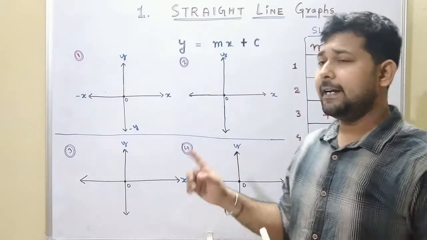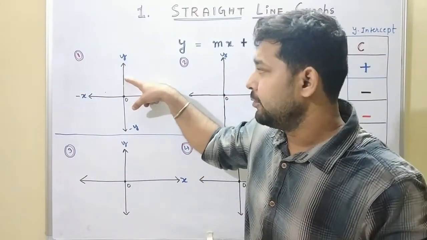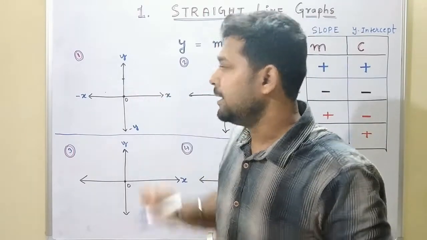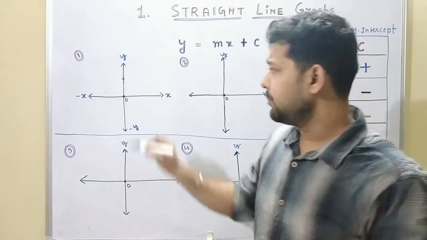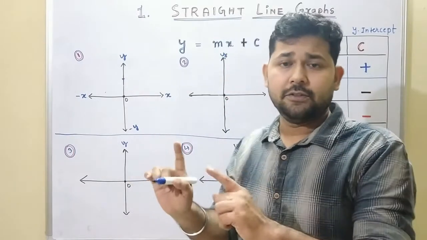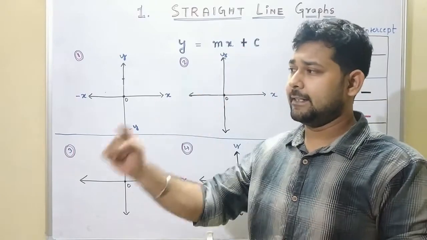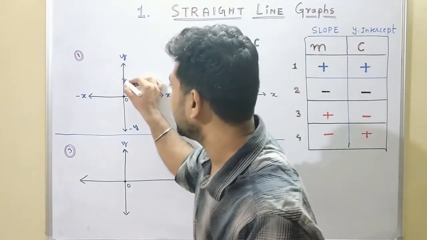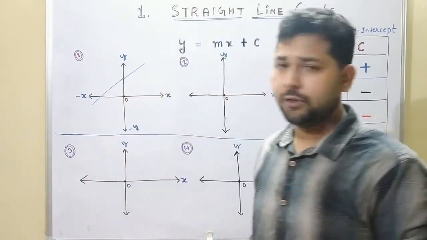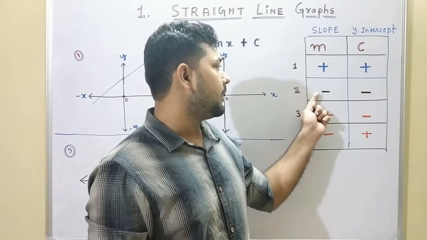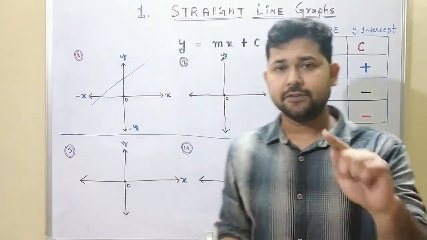Right. So first of all, the intercept is positive. It means I have to start from this section. So I have taken this random point, the intercept is positive, and the slope is positive. So for positive, I have to draw like this. So the answer is like this. You can extend it.